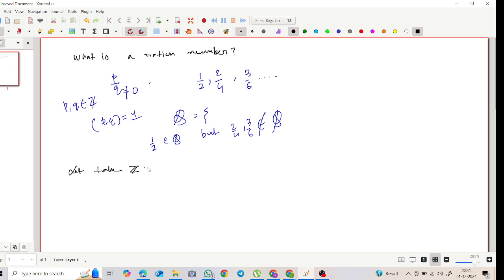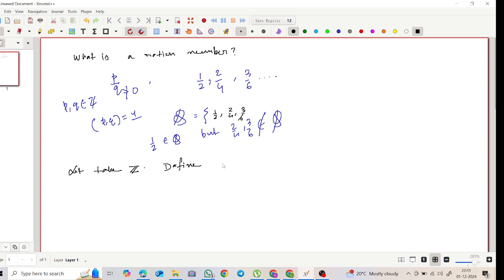No, you don't understand. I mean, are they in Q or not? If they are in Q, then you are writing the same element over and over again. And if they are not in Q, then 2 by 4, 3 by 6, they are not rational, but 1 by 2 is rational. Let's take Z.